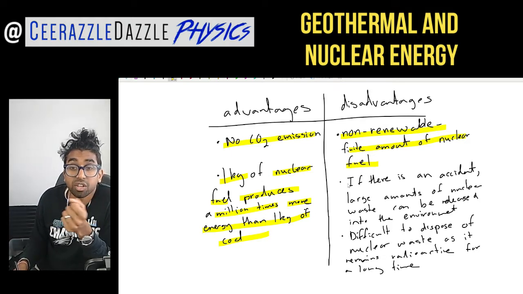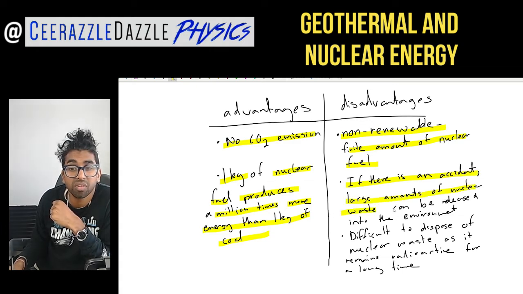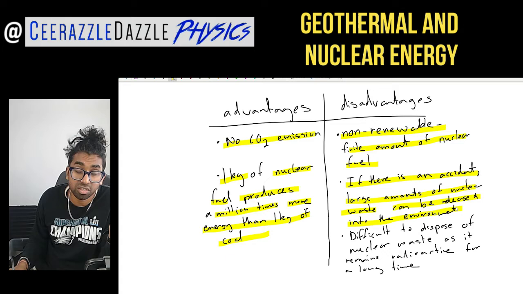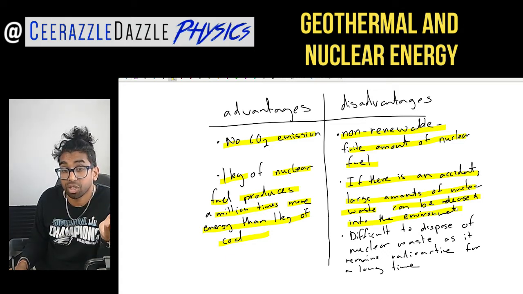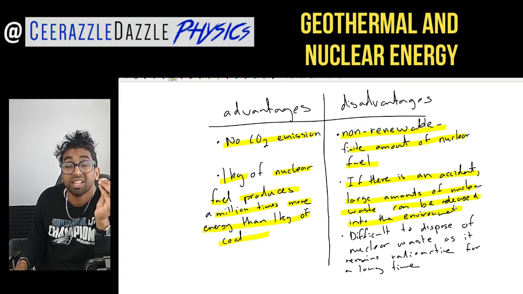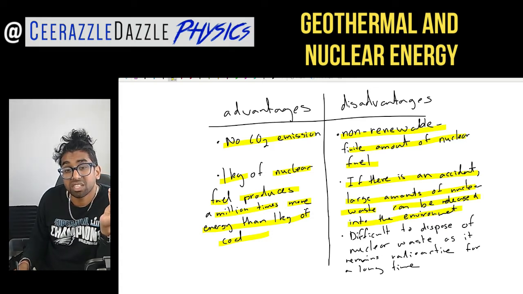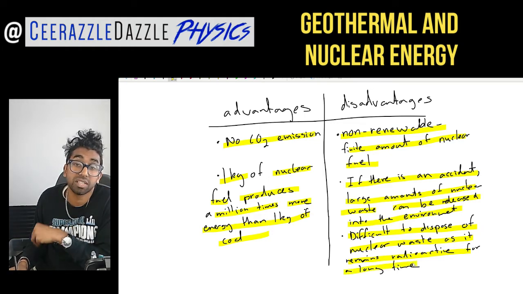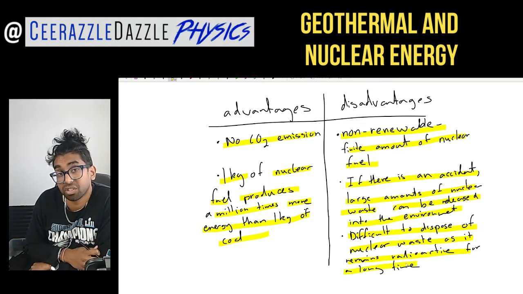Second disadvantage is that if there is an accident, large amounts of nuclear waste can be released into the environment. Obviously, we have those disasters such as Fukushima and Chernobyl, which released a dangerous amount of radiation into the environment. The next disadvantage is that it is difficult to dispose of. Nuclear waste remains radioactive for a long time, so it's very difficult to dispose of that nuclear waste, guys. And that is our last disadvantage.